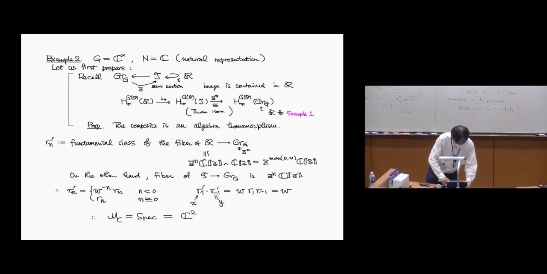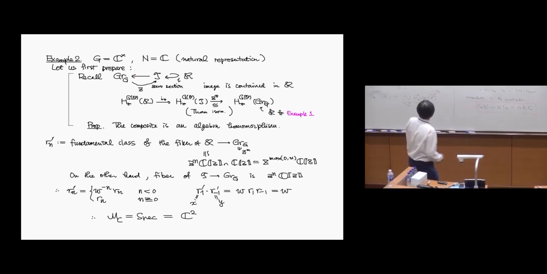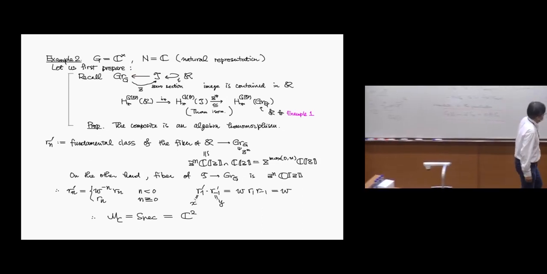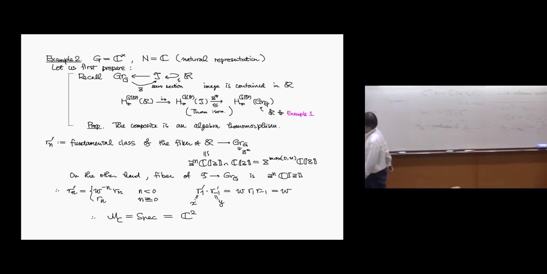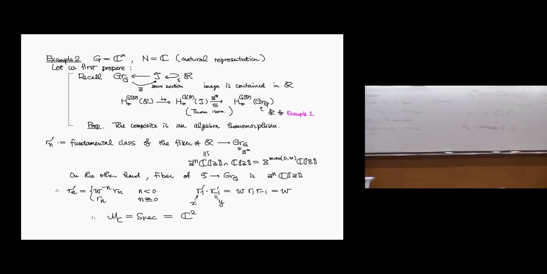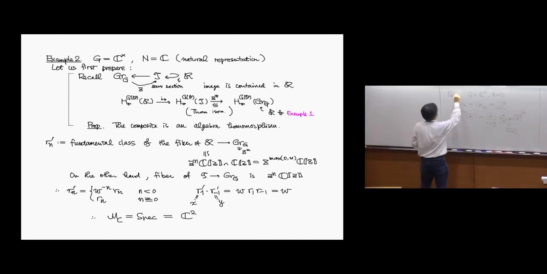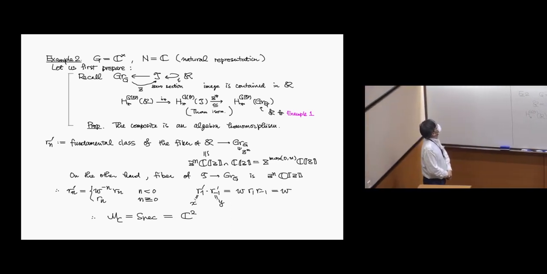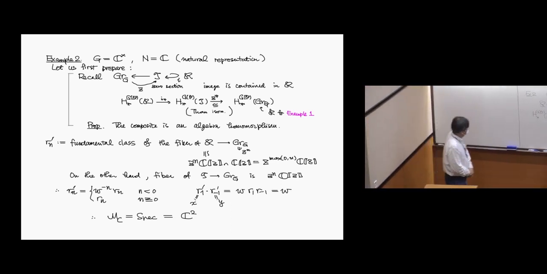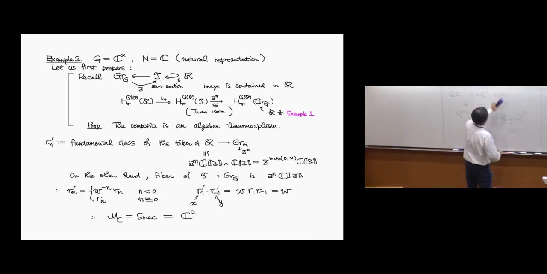Okay, then let us go to the second example, which is a little bit more interesting. For example, 2. So G is still C star, and N is the natural representation.